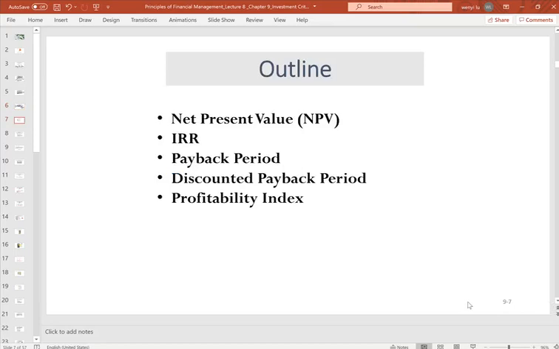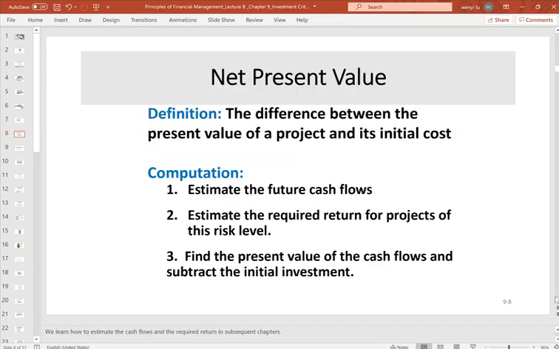So these are the capital budgeting techniques we will cover in these chapters, including net present value, internal rate of return, payback period, discounted payback period, and the profitability index. The first one, and the most important among all these techniques, is net present value. This method is the most important reference to determine whether you will take or reject a project.